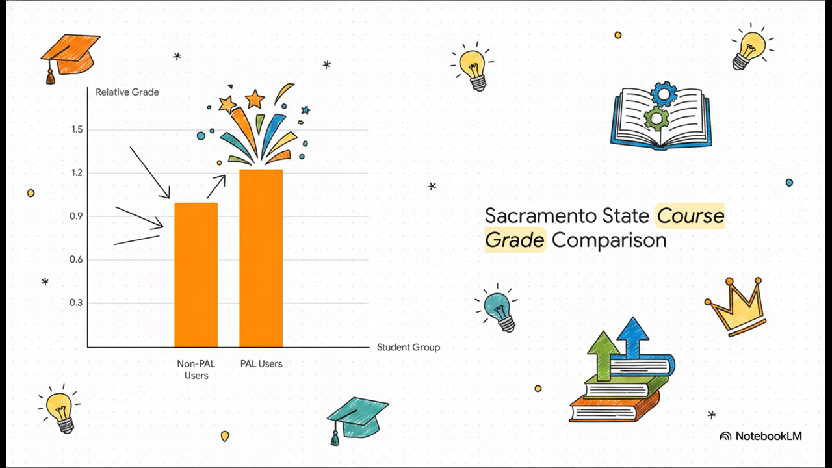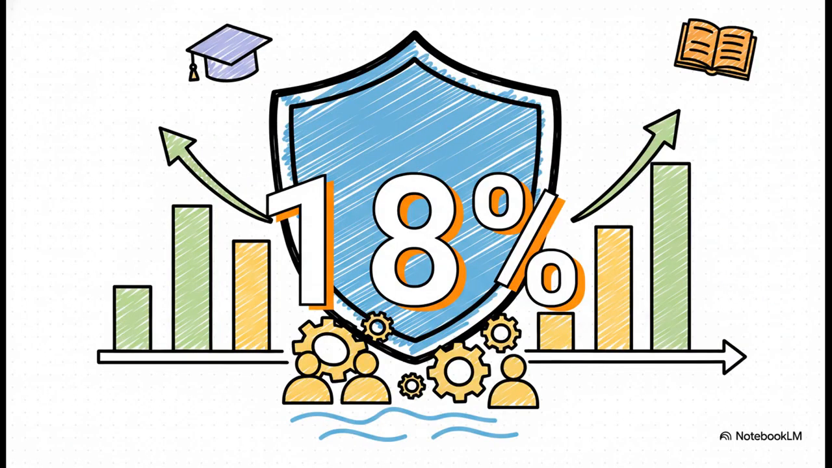Take a look at Sacramento State. Students who actively utilized PAL programs there saw a massive 23% course grade increase compared to non-users. I mean, wow, that immediately proves the immense academic value of integrating peer leadership directly into the student experience. And the numbers just keep getting better, 18%. Let's really hammer this point home.